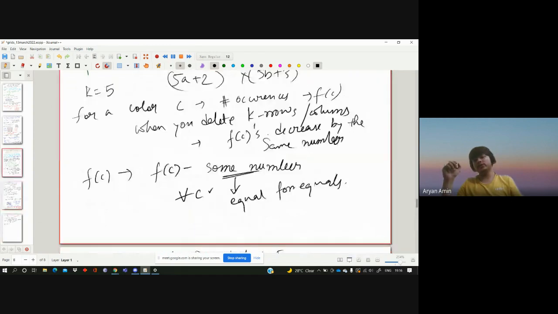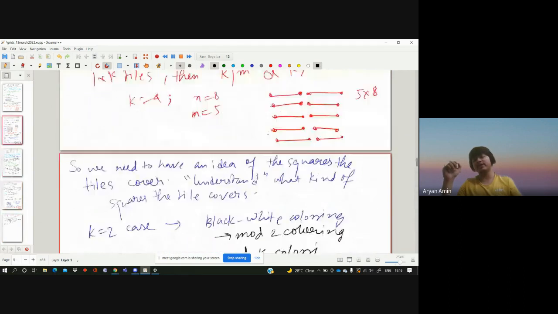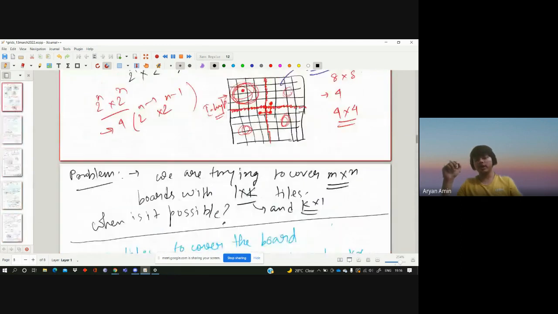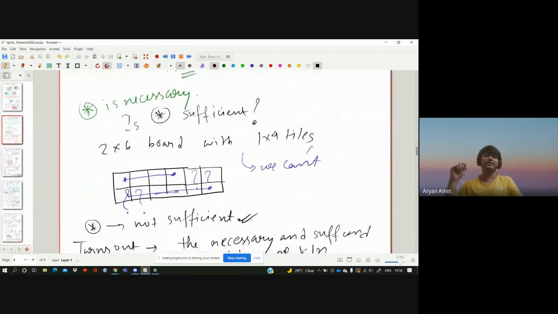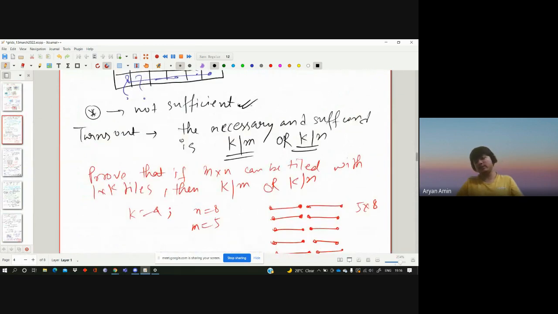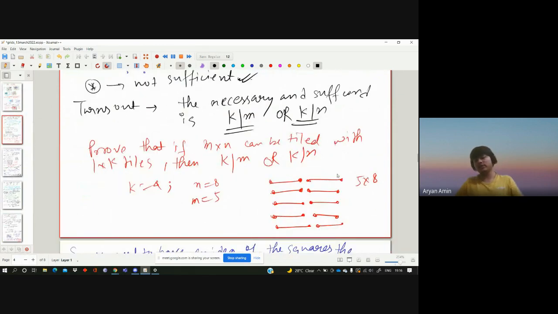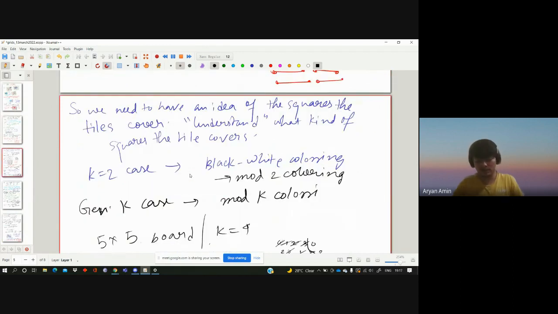During this proof, what we did was we first came to the conclusion that k divides mn was really essential. And then we actually saw that it is not sufficient because 2 cross 6 and 1 cross 4 is a contradiction. Then I told you that k divides m or k divides n is sufficient, right? So we first saw that if k divides m or k divides n, then we can do it. And now we will prove that that is the only possibility.